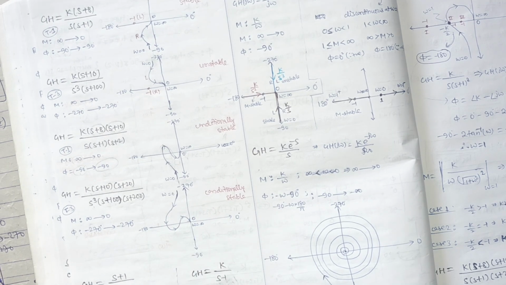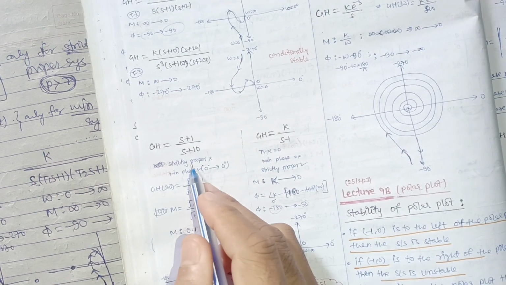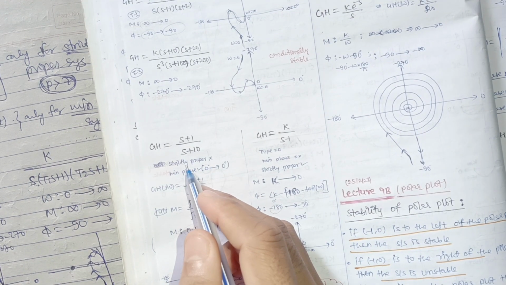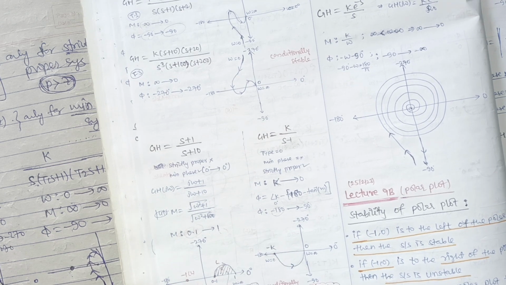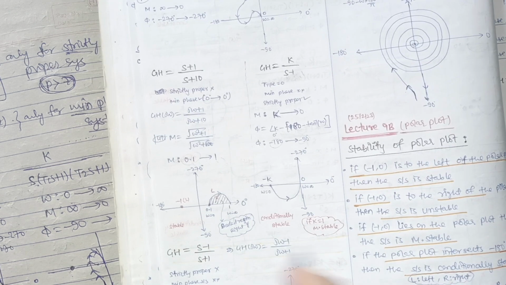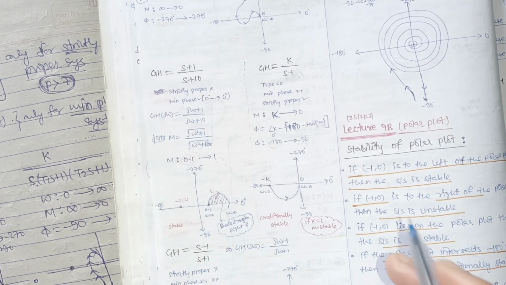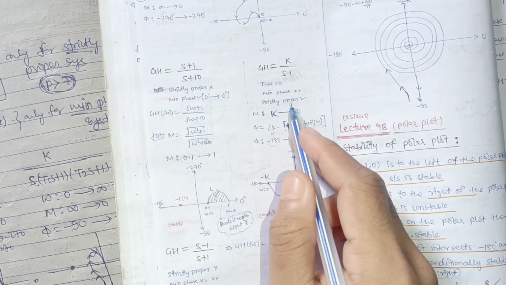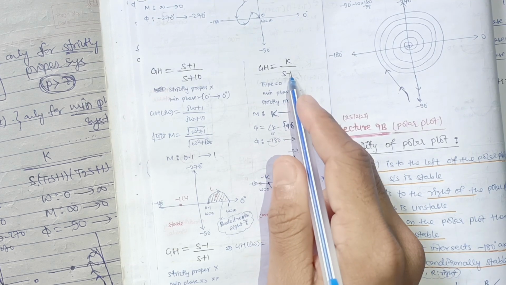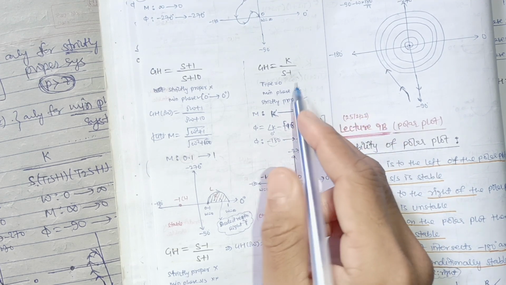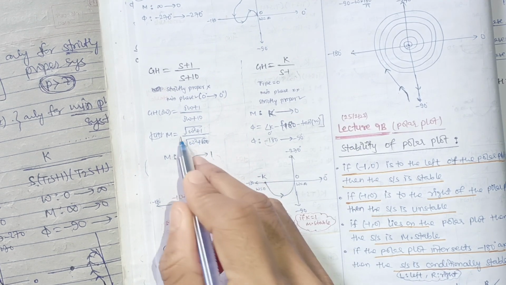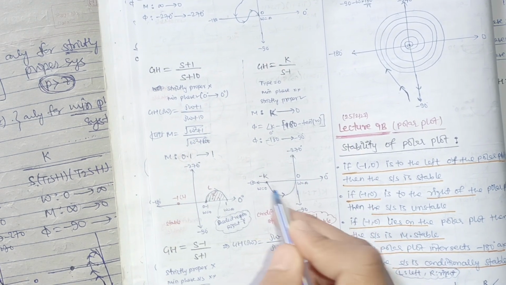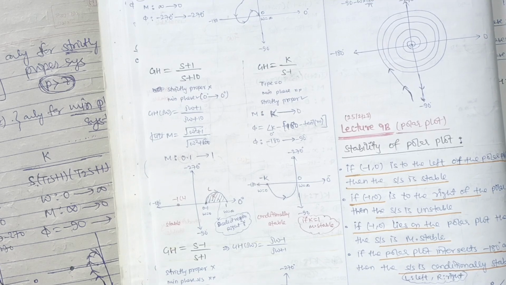Here it is not a strictly proper system, so we cannot directly write, so just find the magnitude and find the angle, and check how the graph is going. Same here, it is not a minimum phase system. Only a strictly proper, where p minus z is greater than 0, so simply use the original method: find magnitude, find angle, then check how it moves.